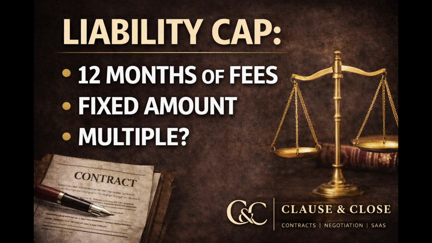4. The multiple of fees, a compromise structure, but not a magic solution. A multiple of fees is often presented as the middle ground. For example, 2 times annual fees, 3 times fees paid in the previous 12 months, or 1.5 times the contract value over the initial term.